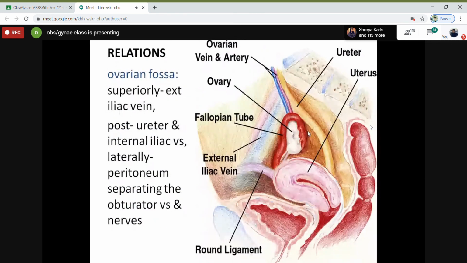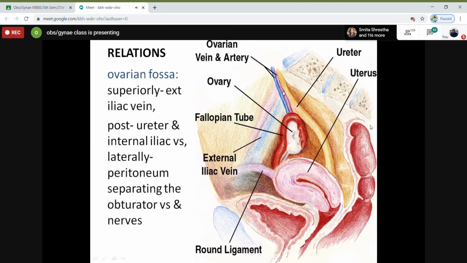So what are the relations of the ovarian fossa? You have to know them. Superiorly we have the external iliac vein, posteriorly the ureter and internal iliac vessels, laterally the peritoneum separating the obturator vessels and nerves. Now in the picture, if you can appreciate, superiorly you have the external iliac vein. So here this is the external iliac vein. So that is superiorly.